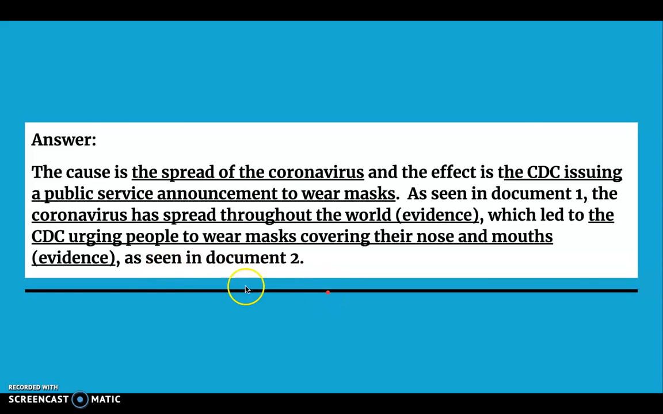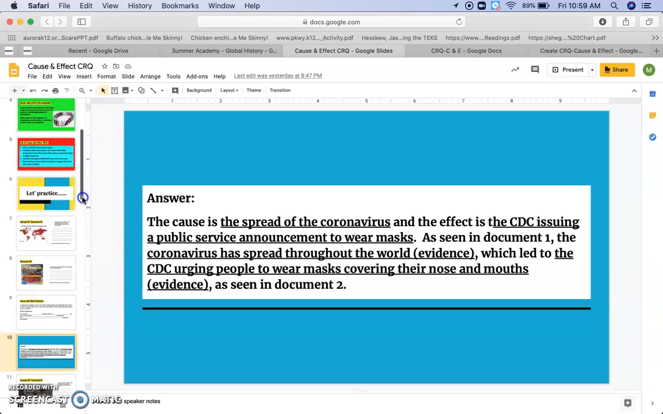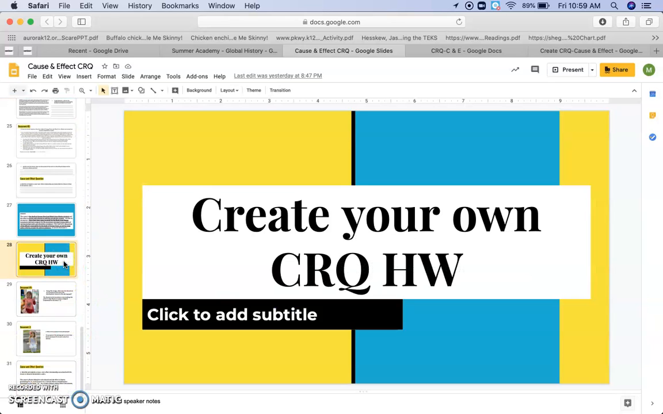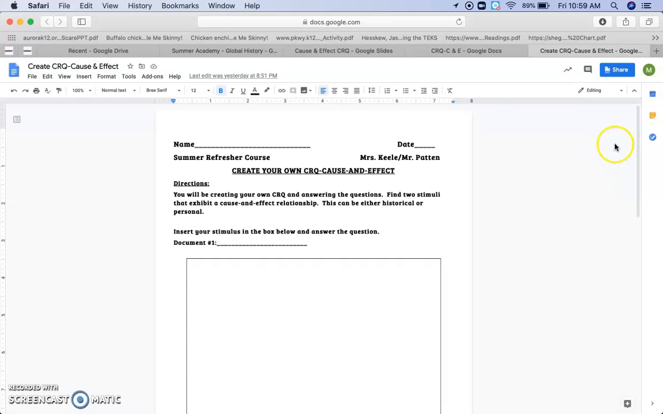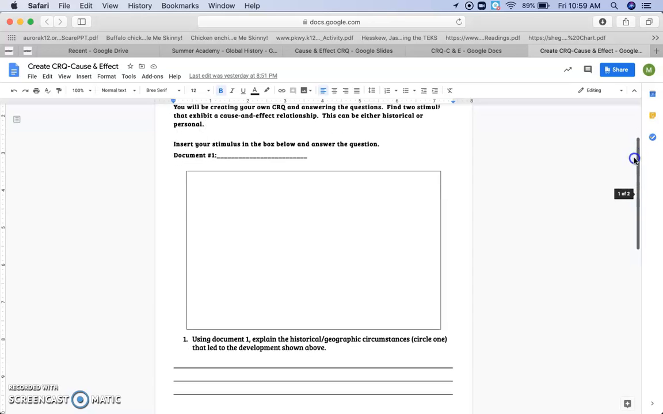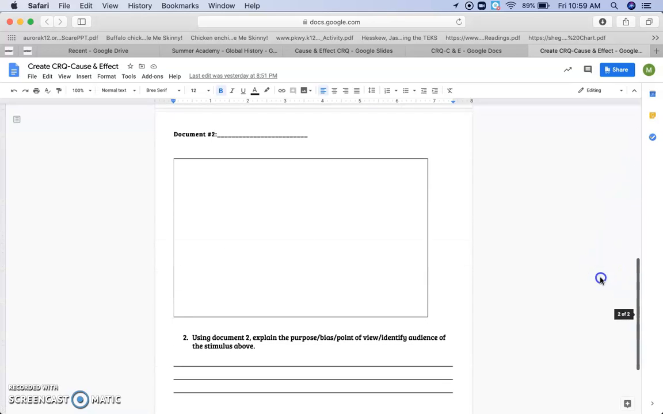So now you're going to do a bunch of these with your teacher, okay, more practice for cause and effect. And then for homework, again, don't hate me, okay? But you're going to create your own CRQ homework, okay? And this one's a little more extensive because you are now going to do the whole thing, okay? So here I've shared with you your doc, and now you're going to insert 2 stimulus, okay? So you're going to insert something for document 1, something for document 2.